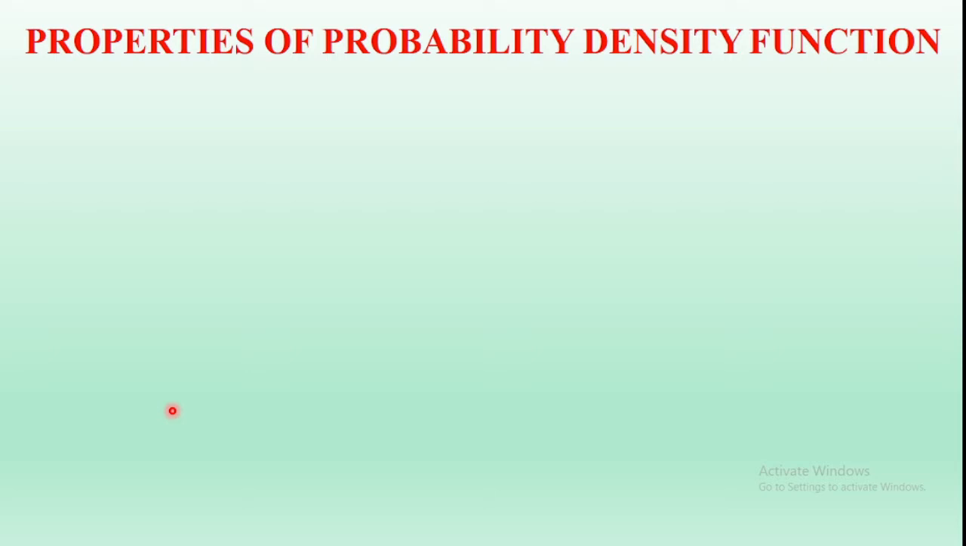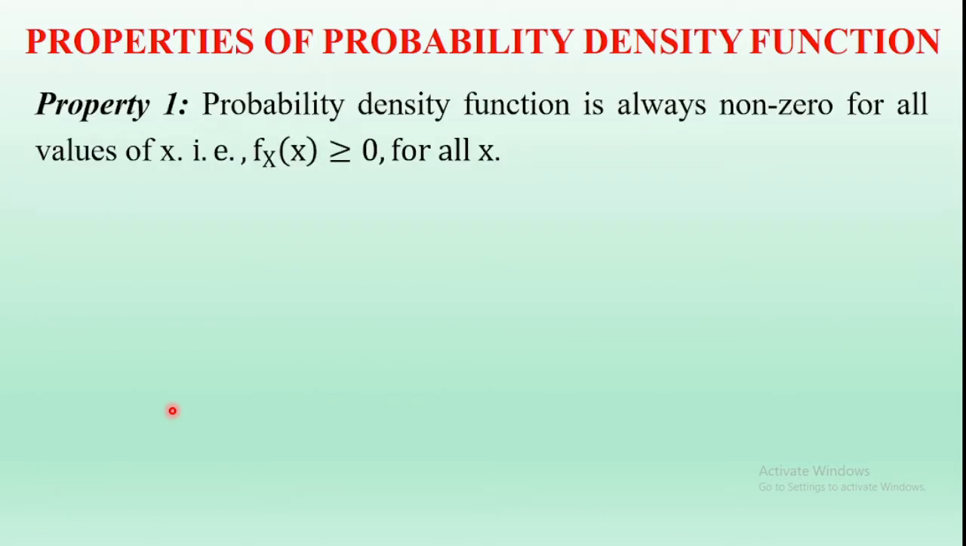There are some important properties of the probability density function. The first one is that the probability density function is always greater than or equal to 0. That is non-zero for all values of x. That is, fX(x) is greater than or equal to 0 for all values of x.